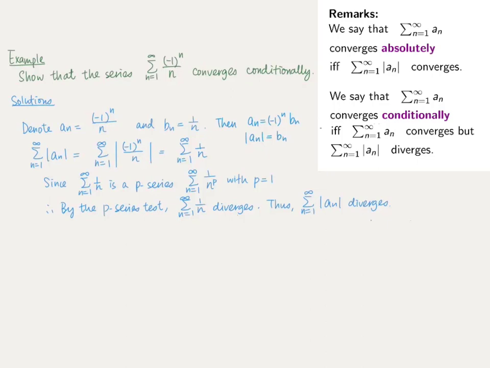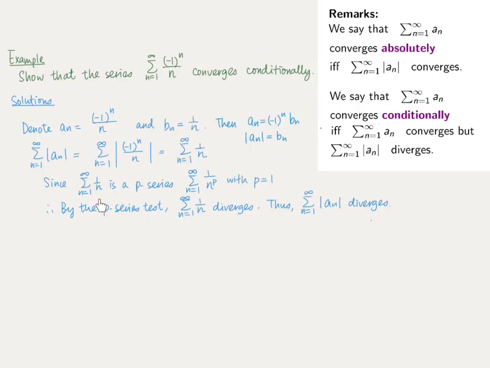Now, let us denote an to be (-1)^n over n and bn to be 1 over n, which is actually equal to the absolute value of an. We consider the series which is formed by the absolute value of an, then it is equal to the series which is formed by bn, which is 1 over n.